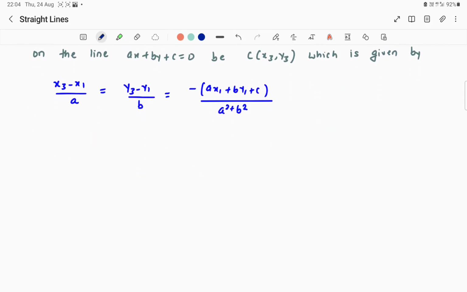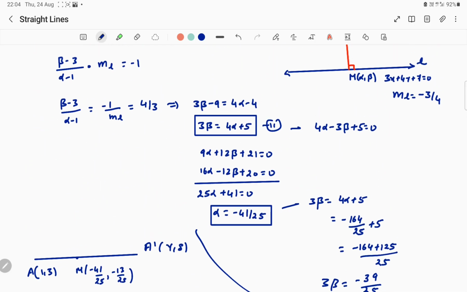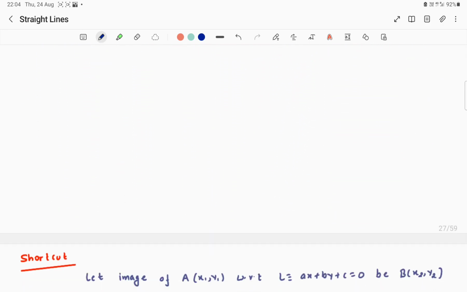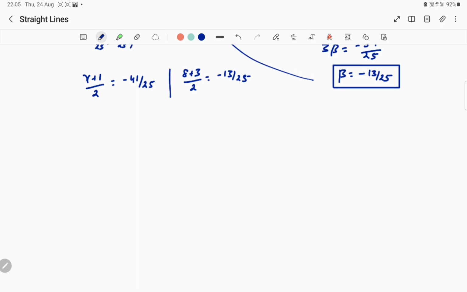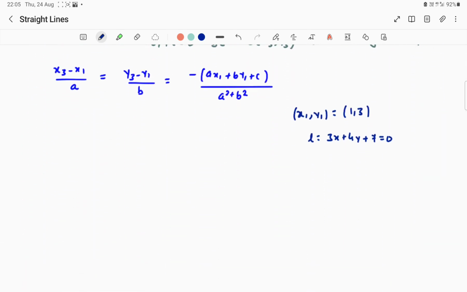So let's try to solve the previous question using this shortcut and verify whether we are getting the same result. So what are the coordinates? Coordinates are 1 comma 3, and the line equation is 3x plus 4y plus 7 equal to 0. So x1 comma y1 is 1 comma 3. I think yes. Now let's try to find using the formula. So what will we write?